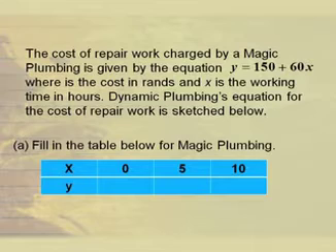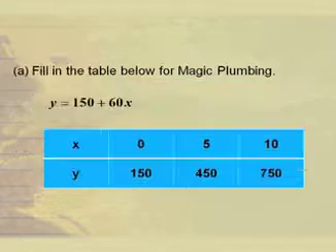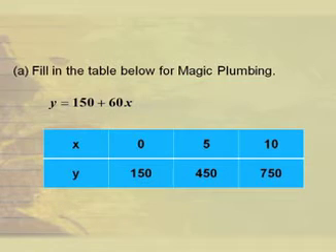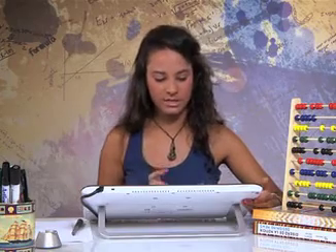So in the first case, we will say 150 plus 60 times 0, and that gives us 150. The next case, 5 is the x, so we'll say 150 plus 60 times 5, and that gives us 450. Next one, 10, same thing guys, we say 150 plus 60 in brackets 10, and that gives us 750. Really, really simple. It's just substituting. Let's look at the next example.